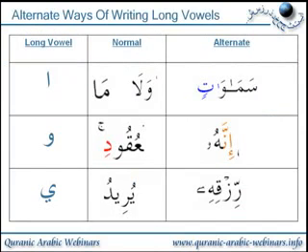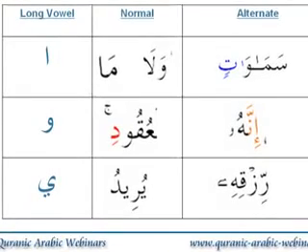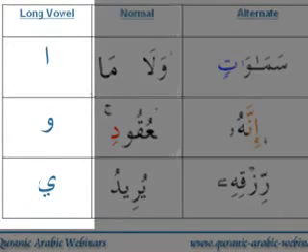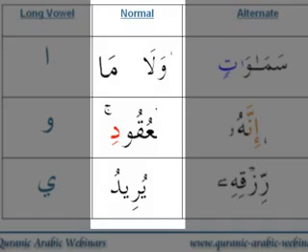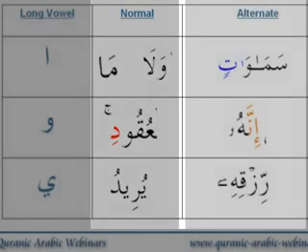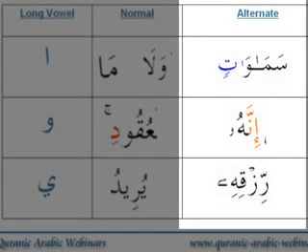Alternate ways of writing long vowels. So in the scripts you can see the long vowels written in different ways. On the left we have the long vowels alif, waaw and ya. Then we have a column which shows how they're normally written, i.e. in the sense we've just seen them written, and then we've got an alternate way of writing them. So we'll start with the alif.